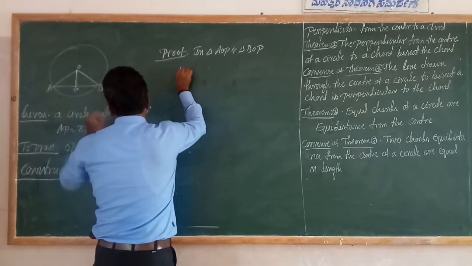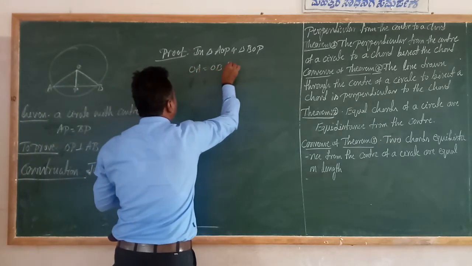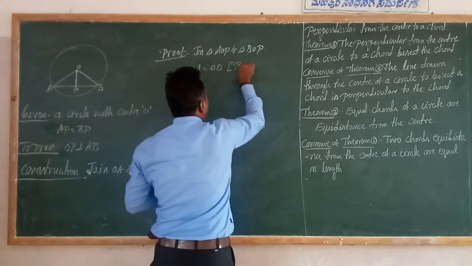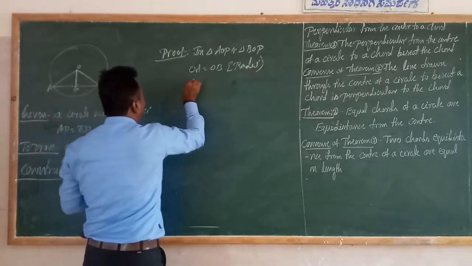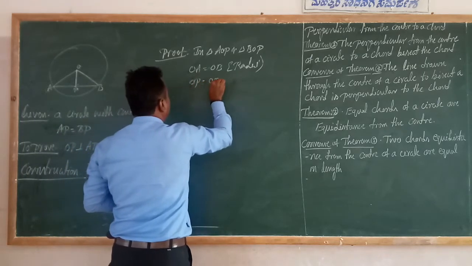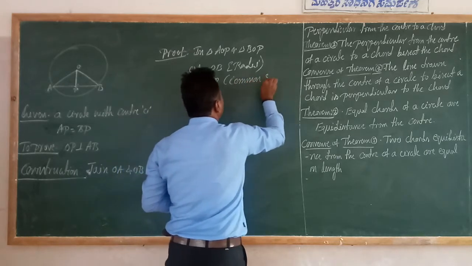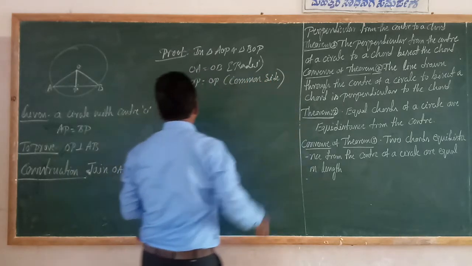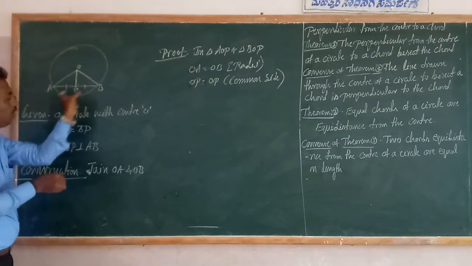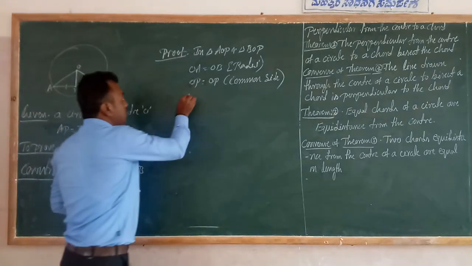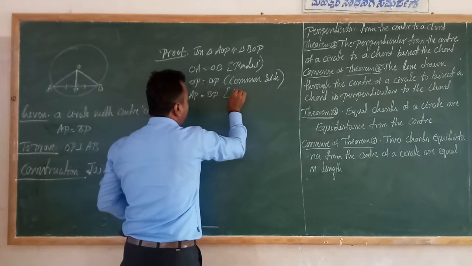In that, OA is equal to OB because of radii. The next, OP is equal to OP, common side. The next one, AP is equal to BP because of given, AP and BP are already bisected, correct? So therefore AP is equal to BP because of given.